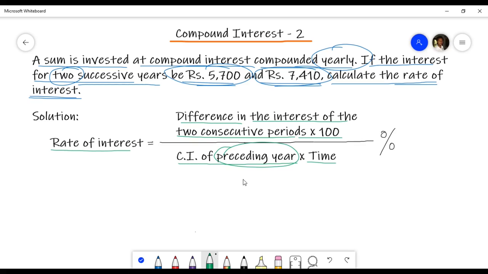Preceding year, what's the meaning of preceding year? Preceding year refers to what comes before, that means the year before.